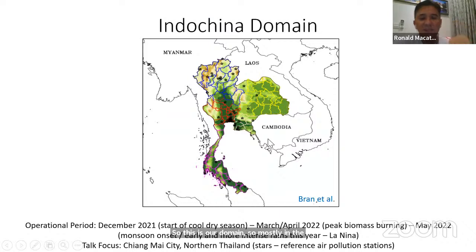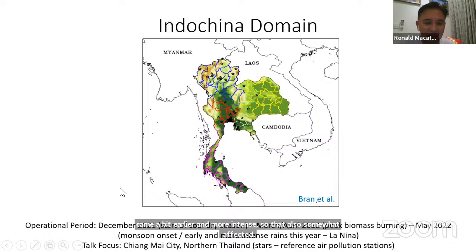So this system we operated last year, December 2021, which is the start of the cool dry season in northern Thailand, where we are. And we ran it continuously up to March, April this year, which is the peak biomass burning period in this region, and up to May this year. May is like the monsoon onset in this region. However, this year, because of La Nina, the rains came a bit earlier and more intense. So that also somewhat affected how our forecast was doing.